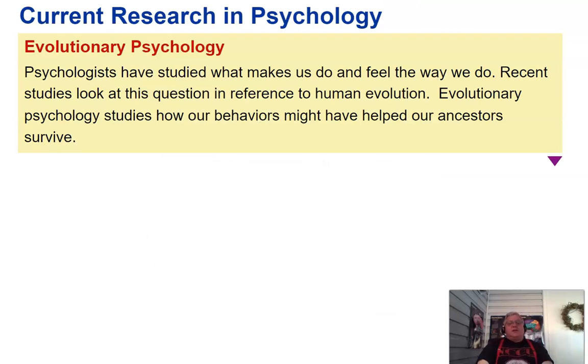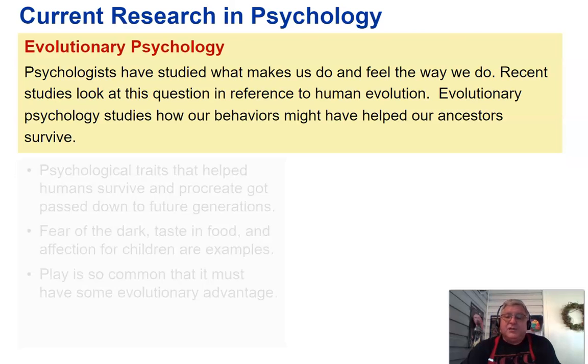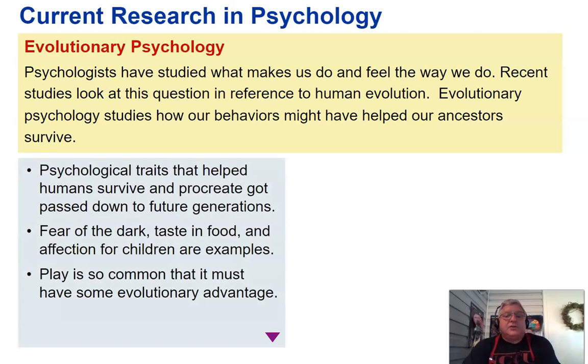So, our current research in psychology shows that evolutionary psychologists have studied what makes us do and feel the way we do, and recent studies looked at this question in reference to human evolution. Evolutionary psychology studies how our behaviors might help our ancestors survive. Psychological traits that helped humans survive and procreate were passed down to future generations.